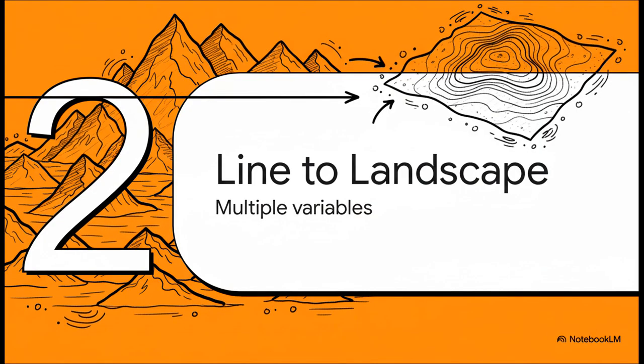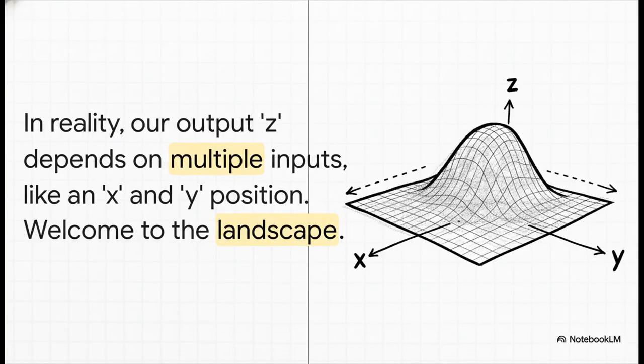Okay, so now it's time to leave that simple line behind and step into a much richer and, let's be honest, more realistic environment. You see, most real-world situations aren't simple paths. They're more like a landscape. Your altitude, let's call it z, depends on both your east-west position, x, and your north-south position, y.